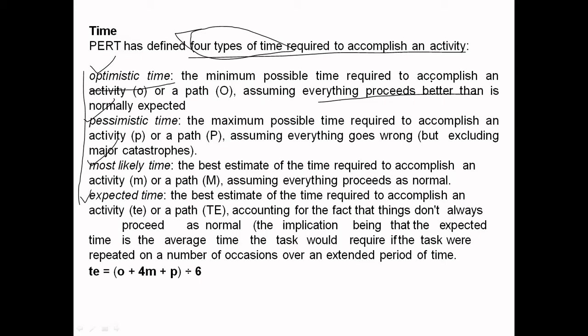Pessimistic time is the maximum possible time required to accomplish an activity or a path, assuming everything goes wrong but excluding major catastrophes. So this is called pessimistic time, the maximum time required.